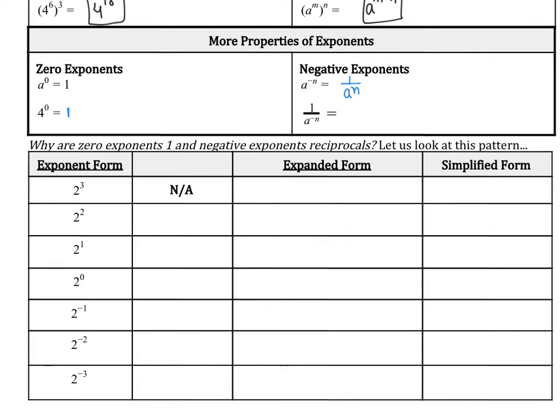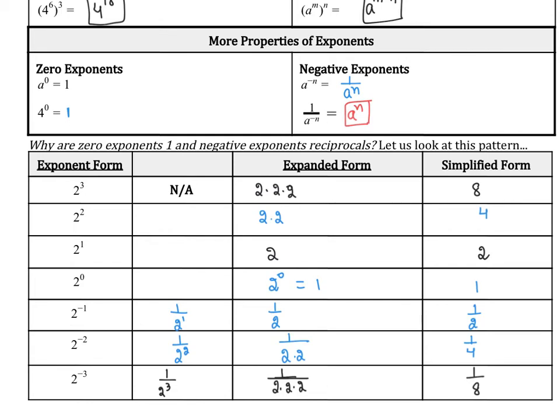If you have the negative exponent in the bottom, you flip it to the top. If you have a negative exponent on the top, you flip it to the bottom. So in this case, you're going to have a to the power n on the top.